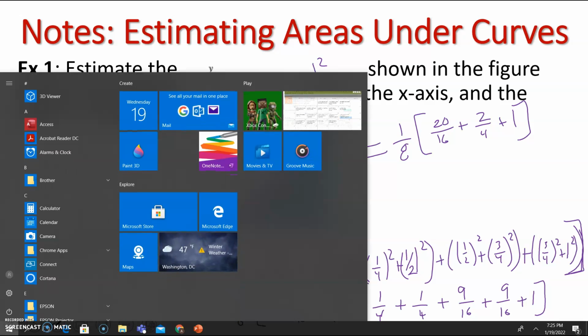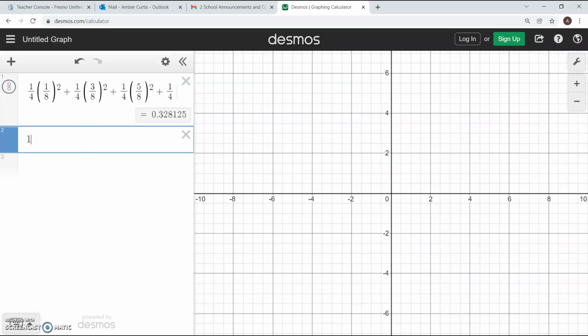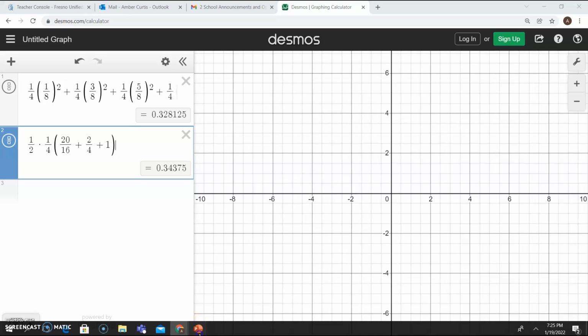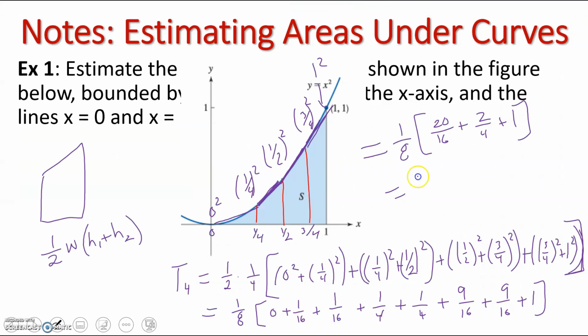So let's jump back to Desmos. And I had 1/4. So 1/2 times 1/4 times my 20 16ths plus my 2/4 plus my 1 whole. And I can see that the area under the curve is approximately 0.34375, which is actually slightly less accurate than the midpoint one. And that's it.